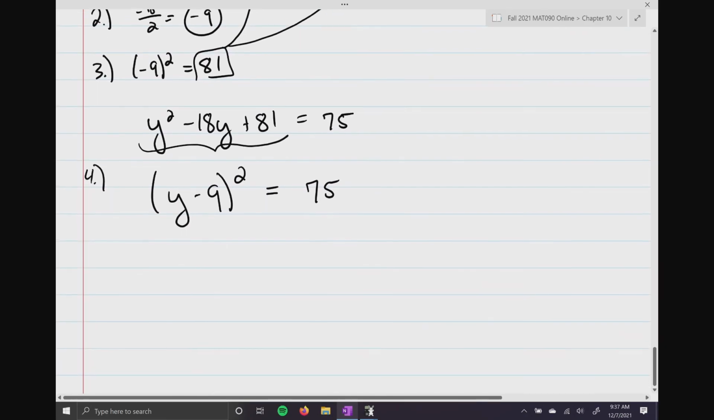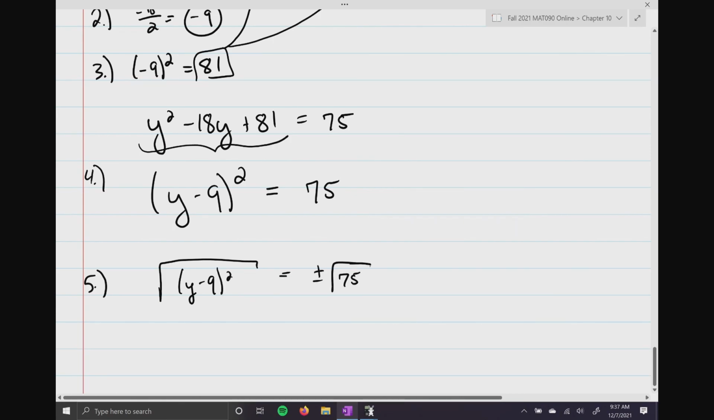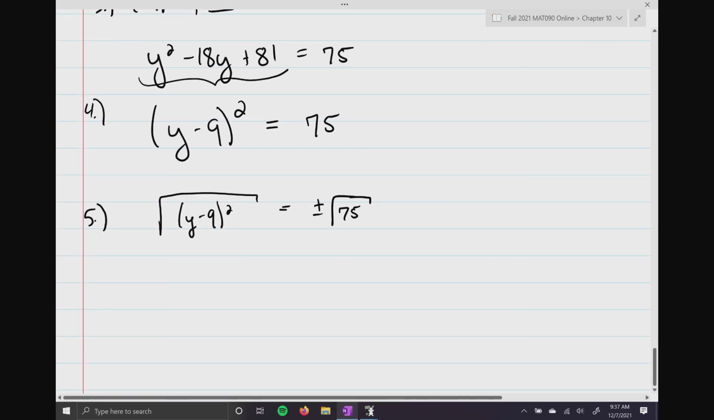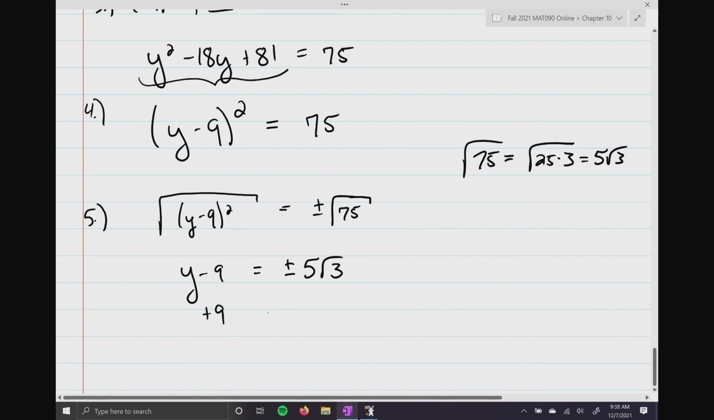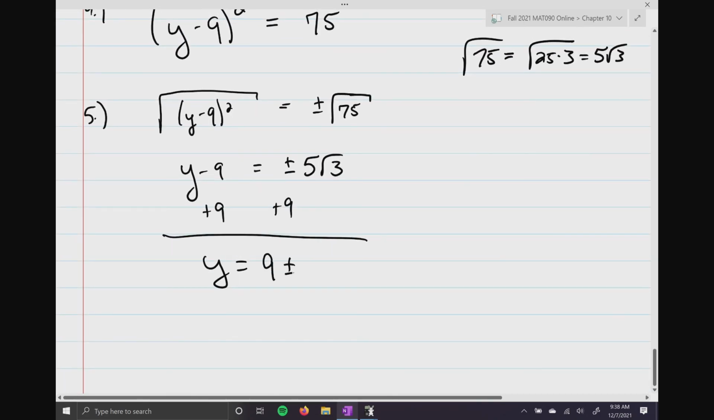And then finally, step 5, we're going to go ahead and just square root both sides. Don't forget to add your plus or minus. And like I said, here's where it's not as pretty as we like, because on the left-hand side, you get y minus 9. But on the right-hand side, we actually have to simplify the square root of 75, which turns out to be 5 square root of 3. Finally, we will just add 9 to both sides for a final result of 9 plus or minus 5 square roots of 3. So like I said, it's not the prettiest answer, but it works.